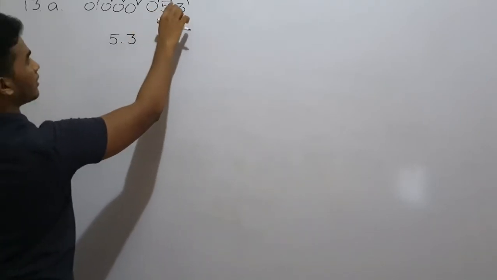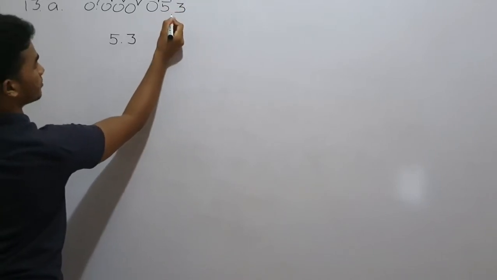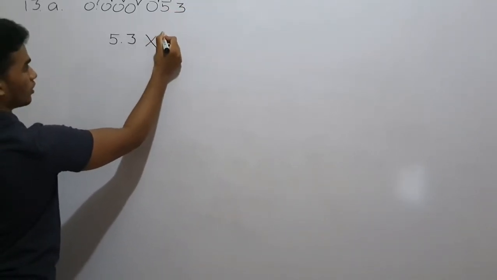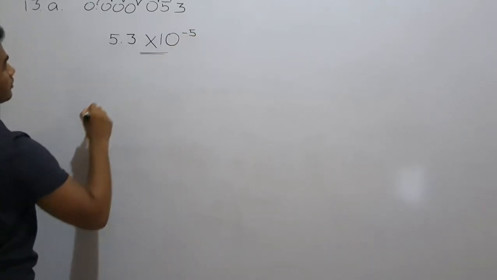Actually it should come until this place. So it is 5 places behind. If you take the decimal places here, into 10 to the power minus 5. This is your final answer. Then part B.